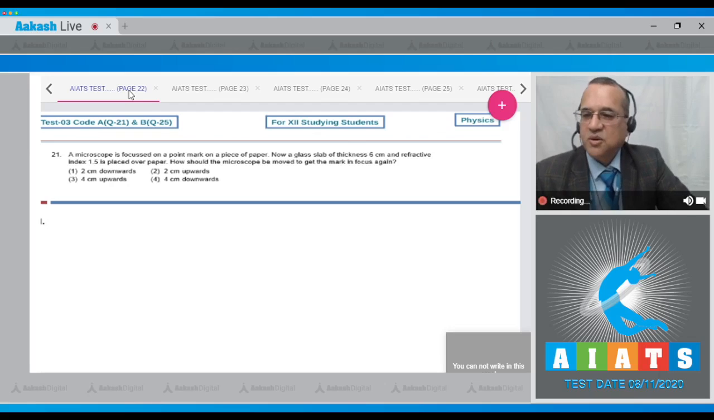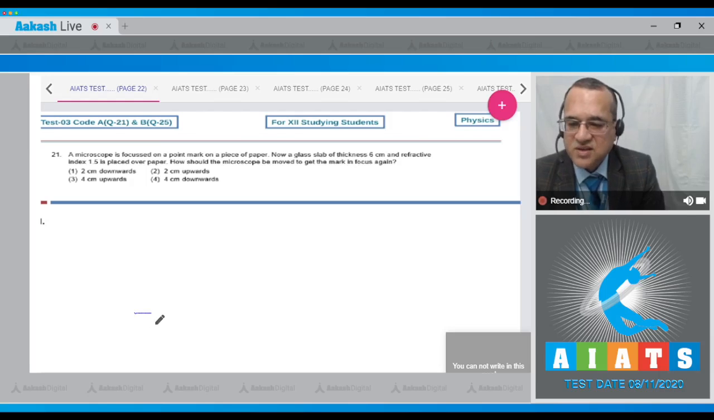Let's move to the next problem. Question number 21 says a microscope is focused on a point mark on a piece of paper. Now a glass slab of thickness 6 cm and refractive index 1.5 is placed over the paper. How should the microscope be moved to get the mark in focus again?